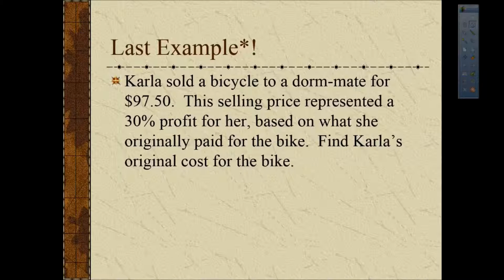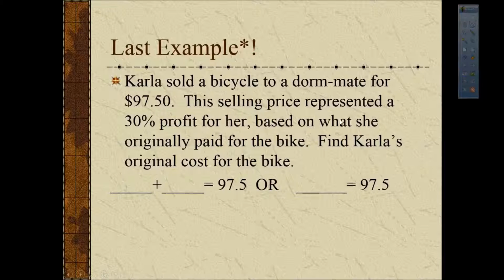For our last example, we're going to see an equation that could be set up in either way. One description might be the blank plus blank equals total, or the other is just blank equal to blank. So I'll show you both ways to set this up. So first of all, our total amount is $97.50. That's the amount Carla sold her bike for. It says the selling price represented a 30% profit for her based on what she originally paid for the bike.